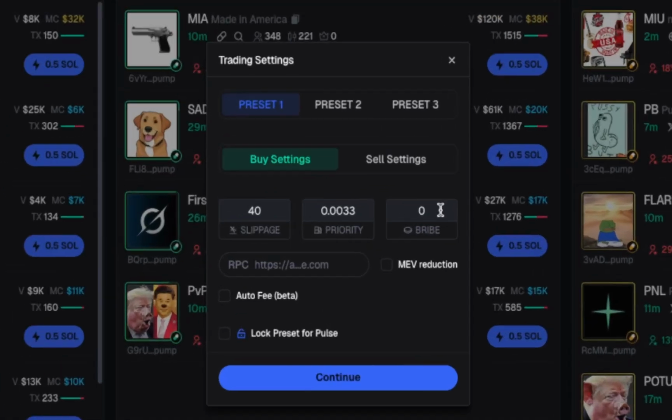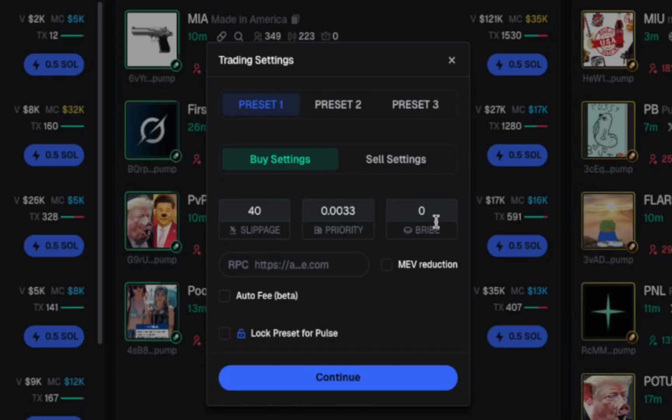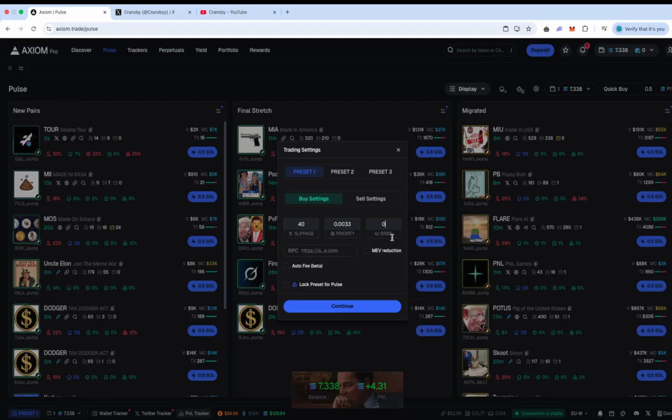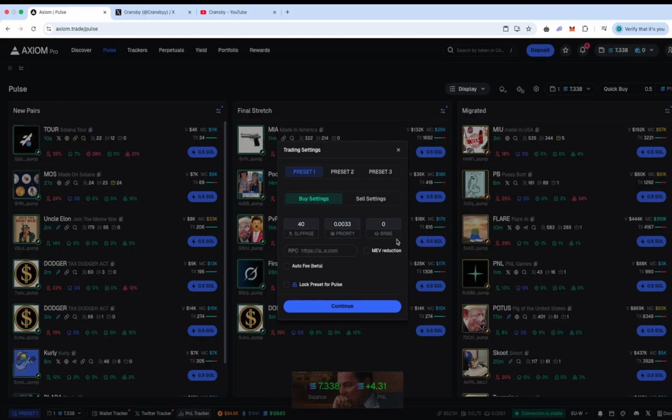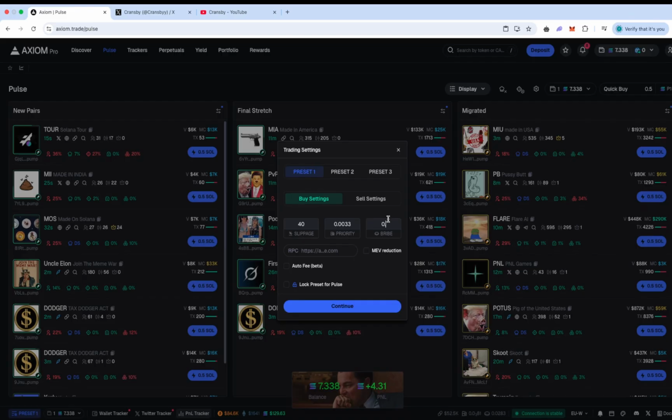Same applies to bribe. Bribe also means how fast you want your transaction to go through, but it means even faster than priority, which is the reason you need both. For example, if you have 0 there, and someone is buying only with priority, it will go at the same speed as theirs. But when you apply bribe, it will go even faster together with priority. So let's just put the same amount.